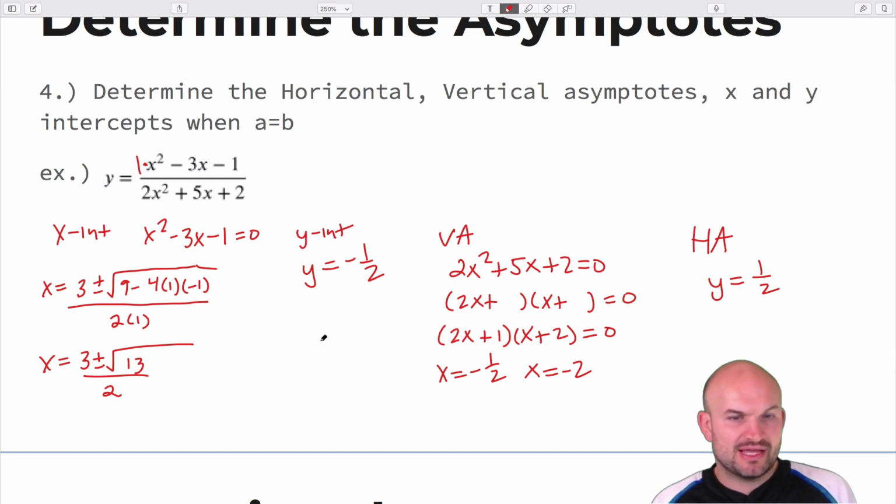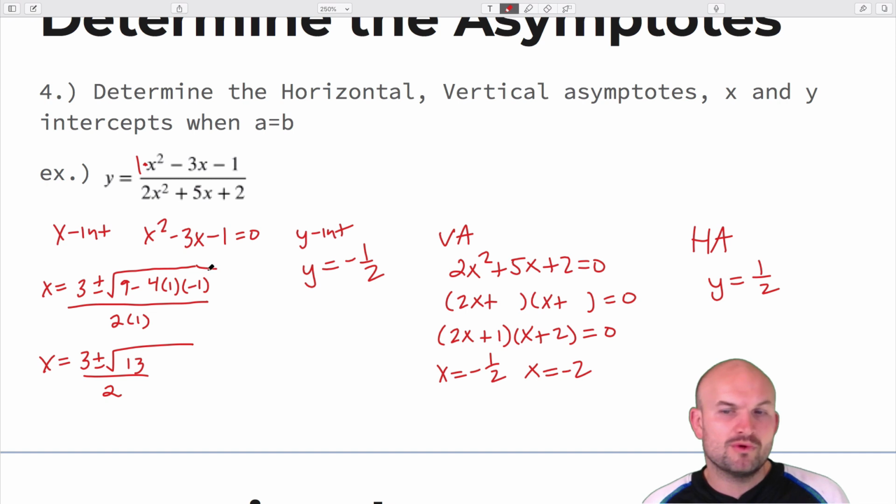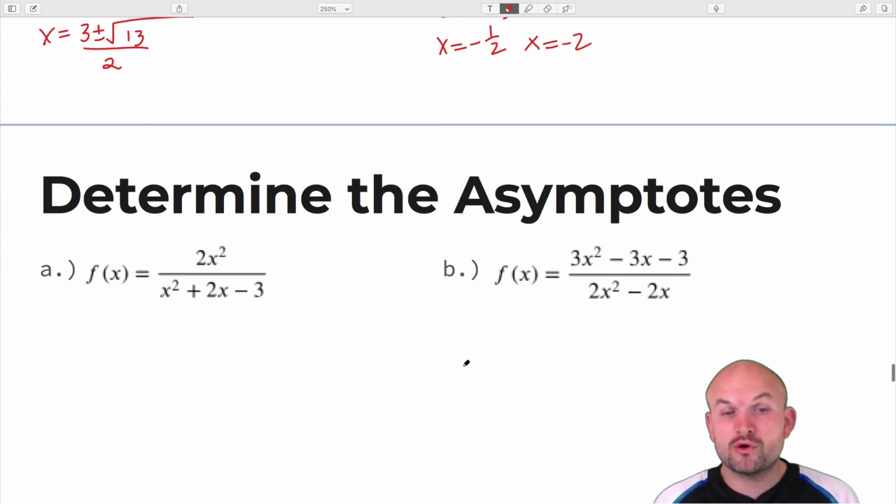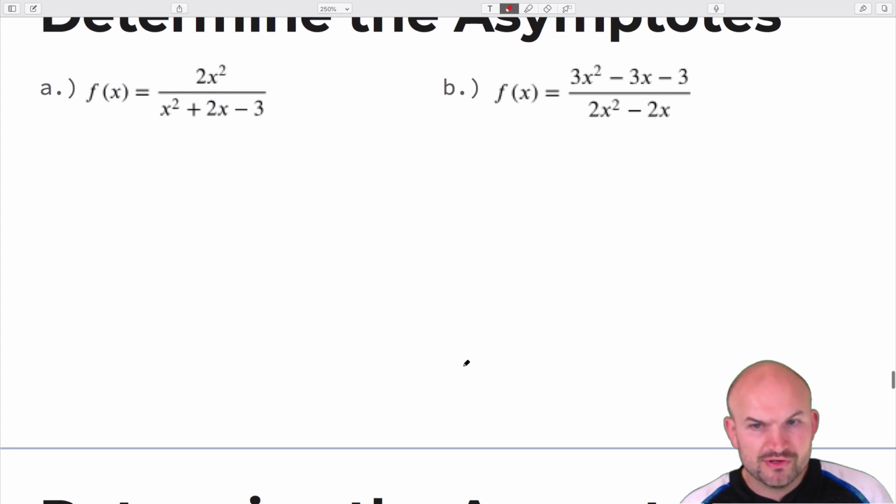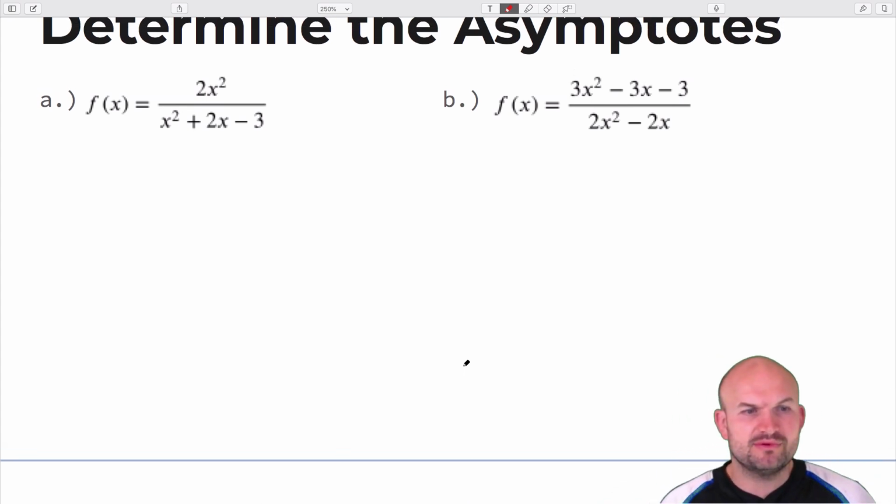The y-intercept was rather easy, -1/2. Vertical asymptote, thankfully, I had something that was factorable. So I factored it when a was not equal to 1. And then my horizontal asymptote was y is equal to leading coefficient over leading coefficient. So you can see in my work kind of what I did. And then obviously we worked through some more problems. But let's kind of go through the same steps that we did before.